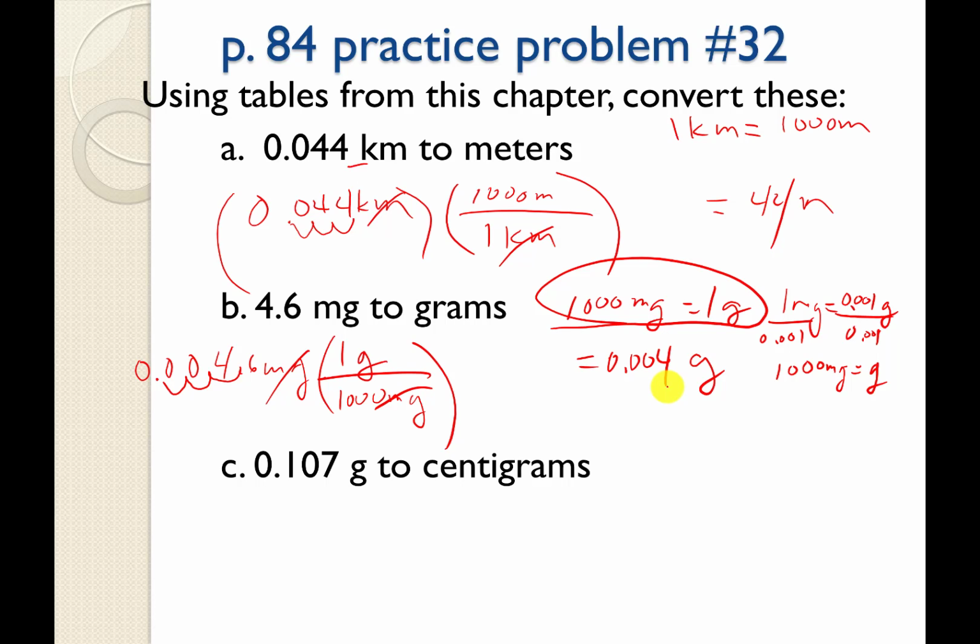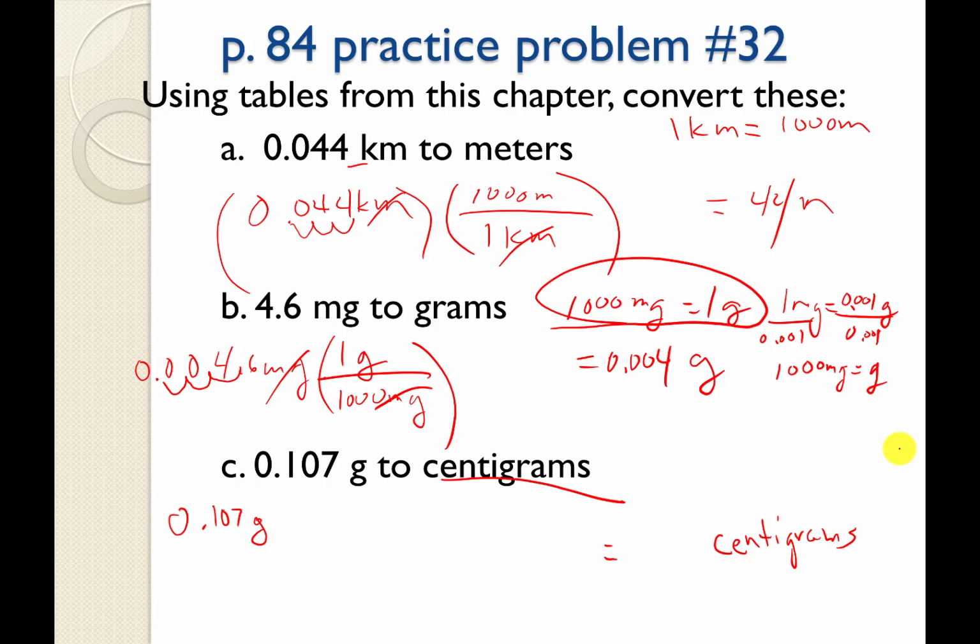All right. Now, we want to take 0.107 grams to centigrams. All right, centigrams, that's a term we don't use that often, but we do know centimeters, so we should be able to figure it out from that. All right, so we start with 0.107 grams. Our goal is, I'm going to put a little equal sign here, centigrams.